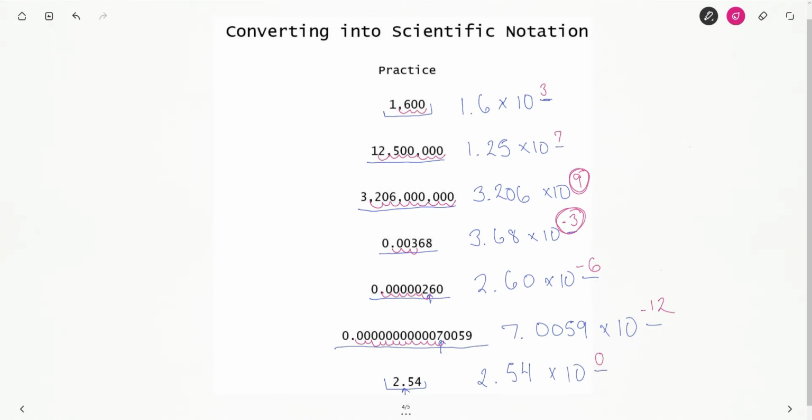And if you remember your math, anything to the 0 is 1. So 10 to the 0 is 1. So really what you're saying is 2.54 times 1, which is simply 2.54. Now that was a bit of a trick question, but I just wanted to show you that you can put any number into scientific notation, no matter what.